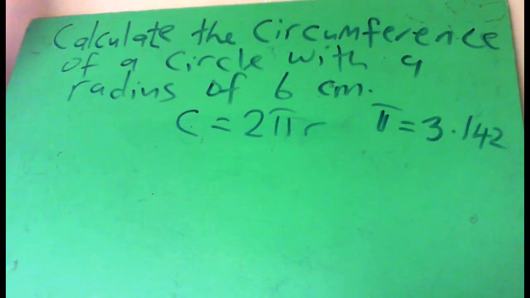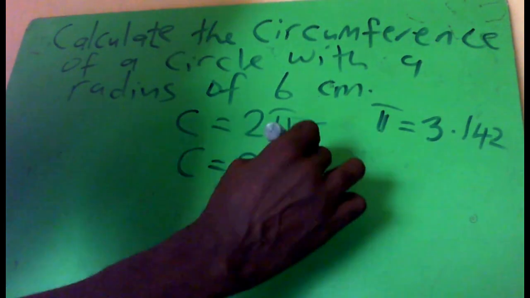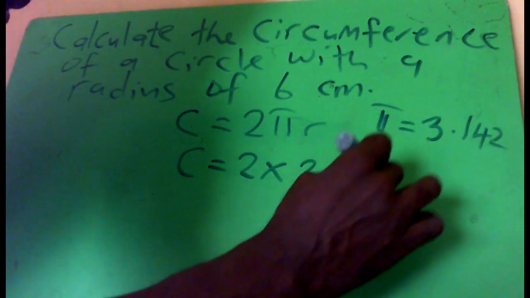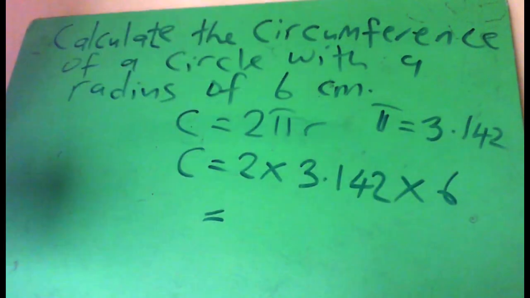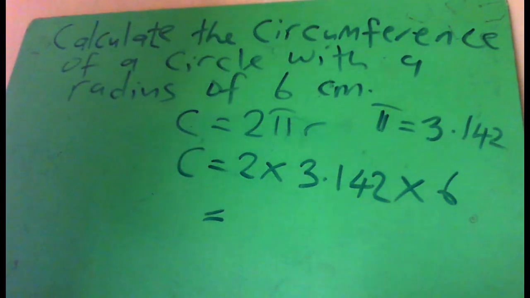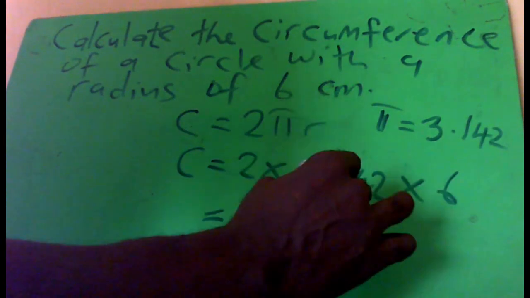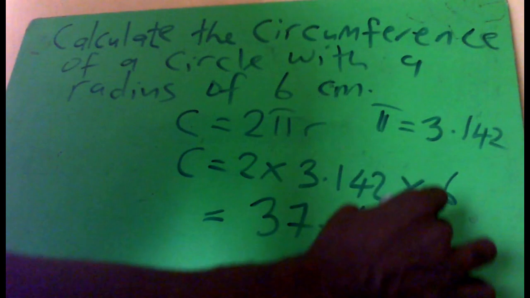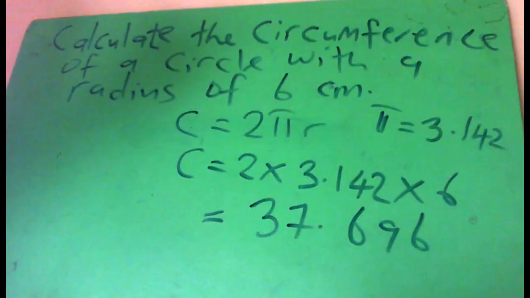So let's go. We have circumference is equal to 2π. Our pi is 3.142. Our radius is what? 6. Now if you multiply 2 times 3.142 times 6, approximately you have 37.696 centimeters.